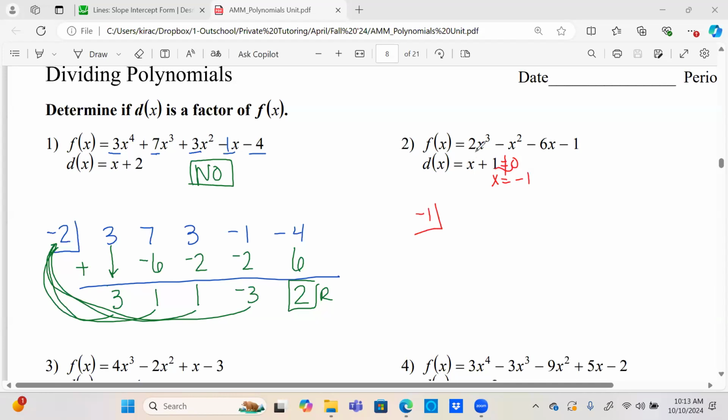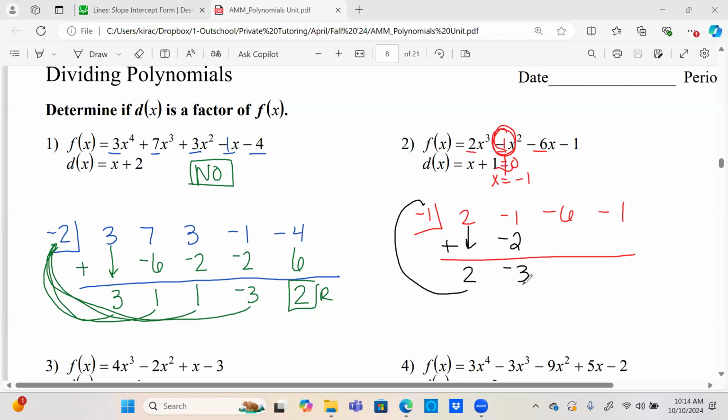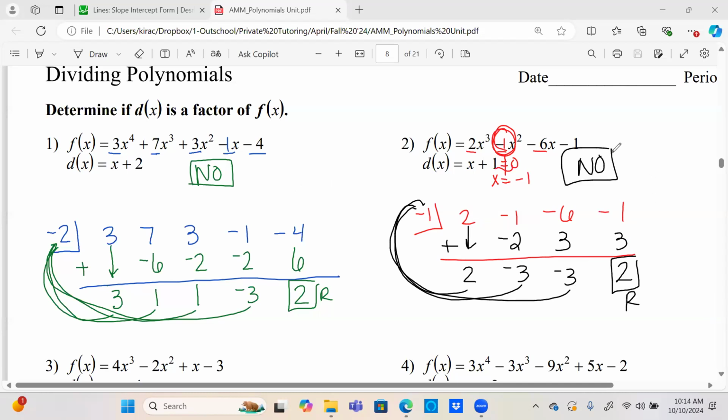And then make a string of your coefficients. Don't forget about those pesky -1s that are hiding right there. Skip a space, draw a line. Okay, drop down, multiply by the timeout. Add straight down. Multiply, add, multiply, add. This is our remainder. This is going to be a no as well. This is not a factor because that remainder is not 0.